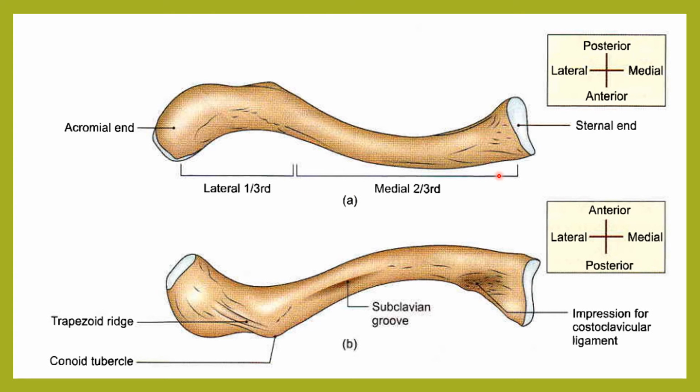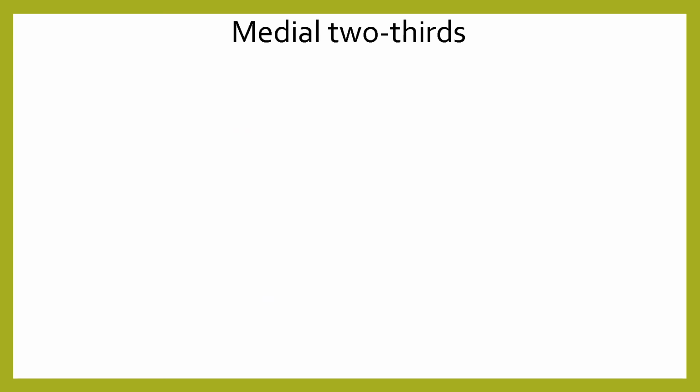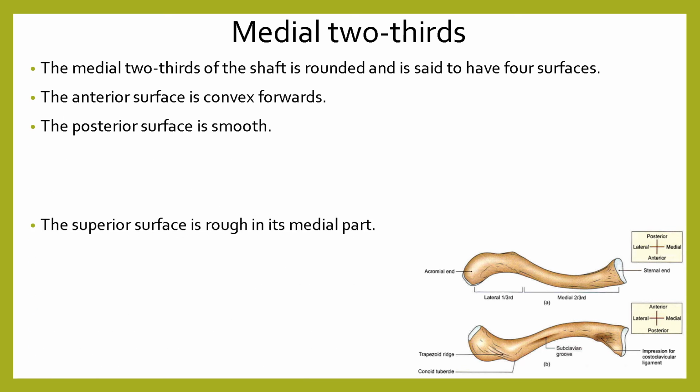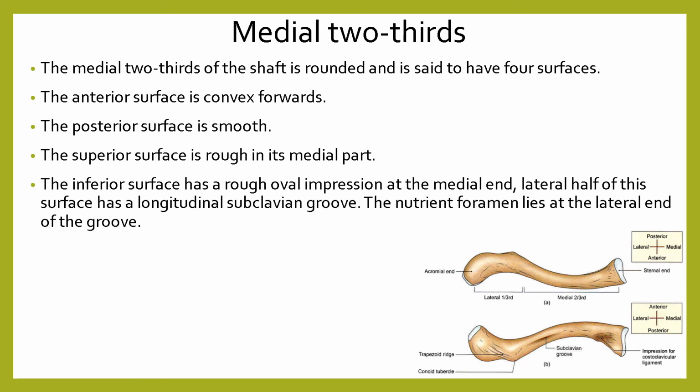It has four surfaces: superior, inferior, anterior, and posterior surface. And in the inferior part there is a groove called the subclavian groove. The nutrient artery lies lateral to the subclavian groove. This is all about the medial two-third. It has four surfaces: anterior, posterior, superior, and inferior surface. Inferior surface has the subclavian groove.